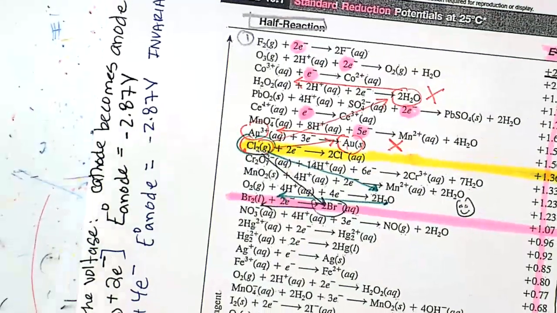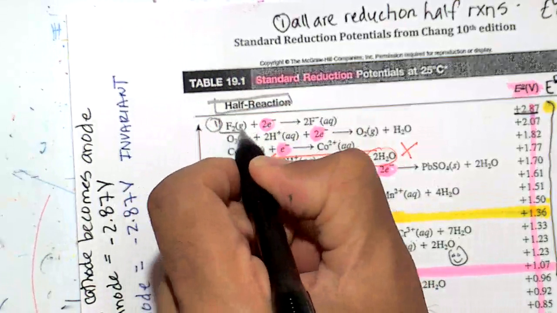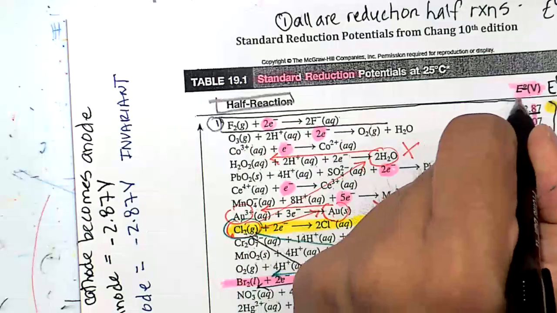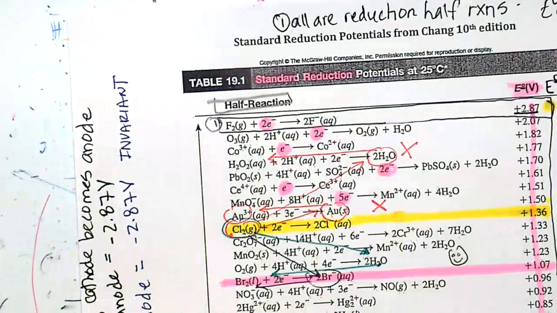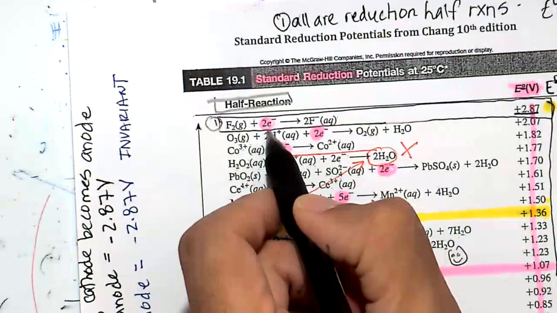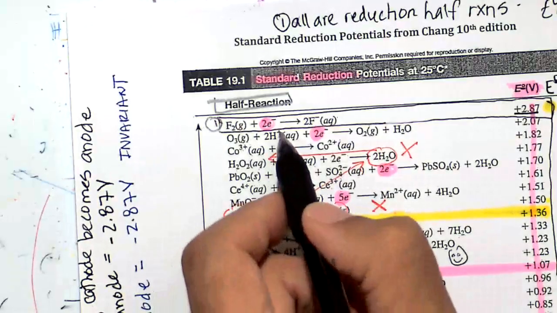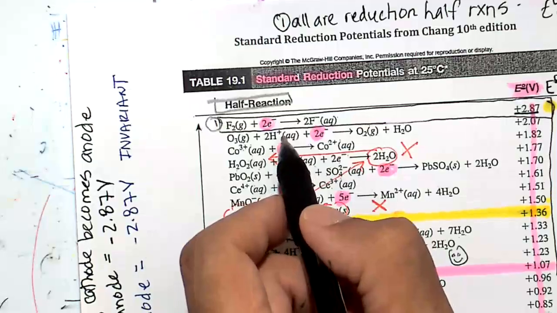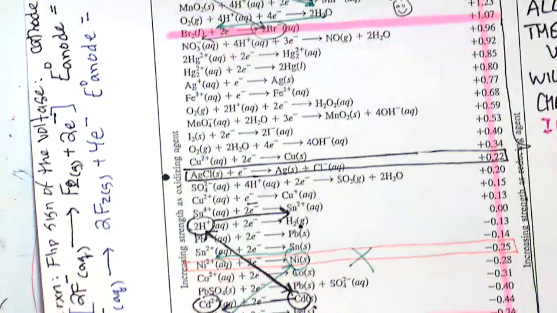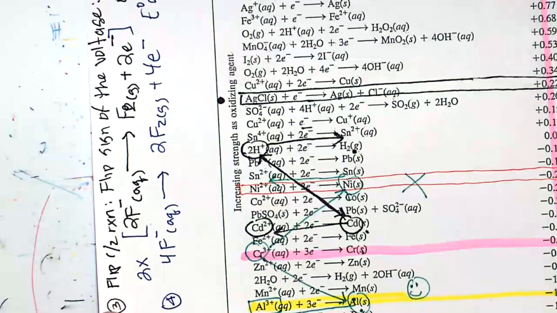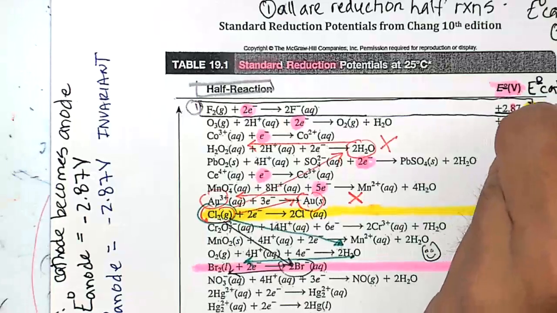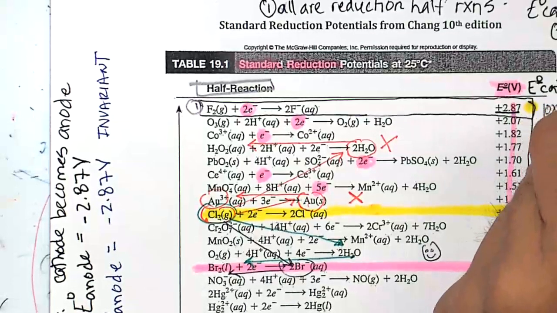Let's go all the way to the top. This top one gains 2 electrons to become F minus, positive 2.87 volts. Okay, so this is getting reduced. So we say it is a very good oxidizing agent. It is very good at oxidizing. In fact, it can oxidize everything below it, which means basically everything in this sheet. So we say this is a good oxidizing agent.